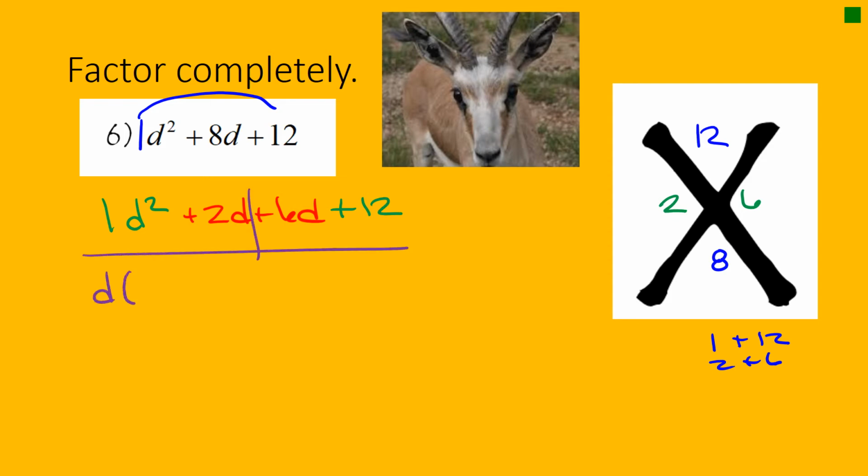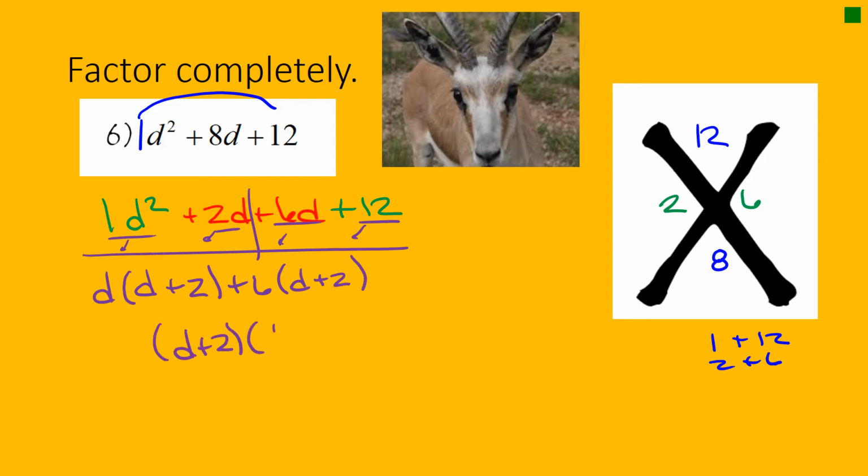These guys have a d in common. So now I'm at the point where I kind of do visual division instead of writing it. 1d squared divided by d is d. 2d divided by d is 2. These guys, it's positive, and they have a 6. 6d divided by 6 is d. 12 divided by 6 is 2. So my final answer is d plus 2 times d plus 6.